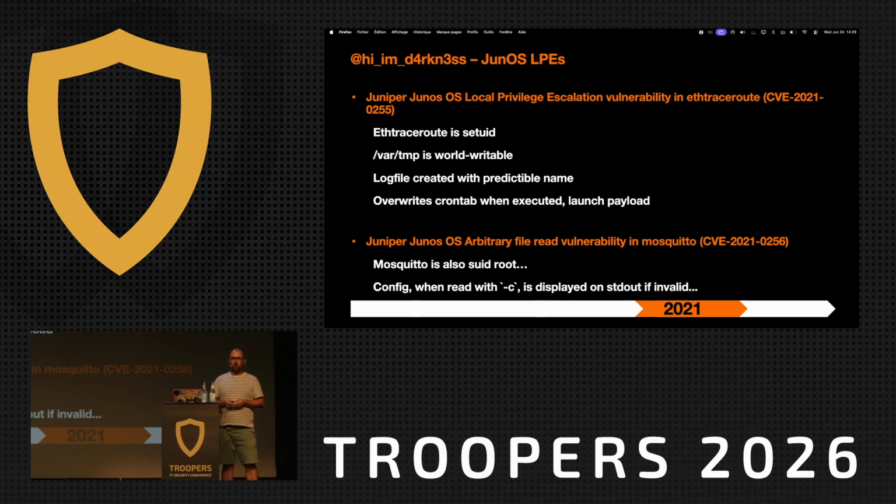And the other vulnerability he found was on Mosquitto. Mosquitto is a well-known MQTT broker that is used also on Juniper JunOS. Mosquitto also runs SUID root. And if you are using Mosquitto -c, the file passed as arguments will be displayed on stdout. So, arbitrary file read vulnerability.